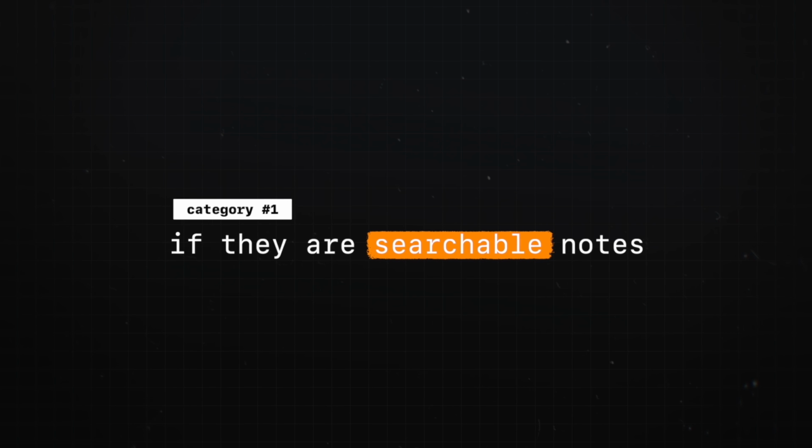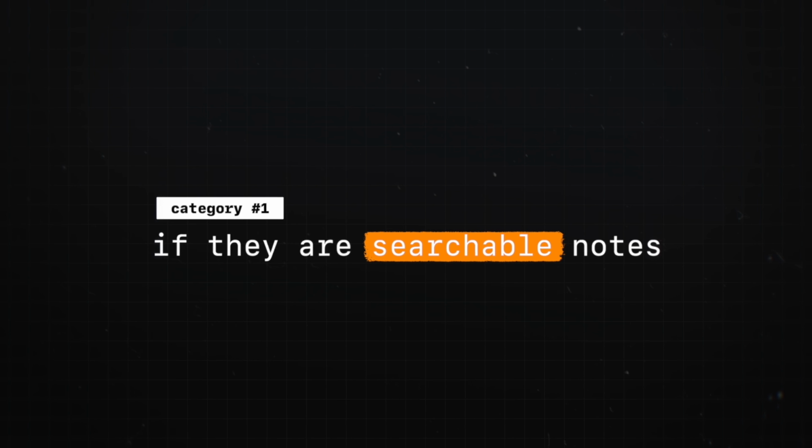There are three main categories of notes that I always use a digital system for. And the first category is if they are searchable notes. So from a purely utilitarian perspective, anything that needs to be looked up later, like for example, how to do something, certain documents, or even important numbers, I always put that into a digital system.